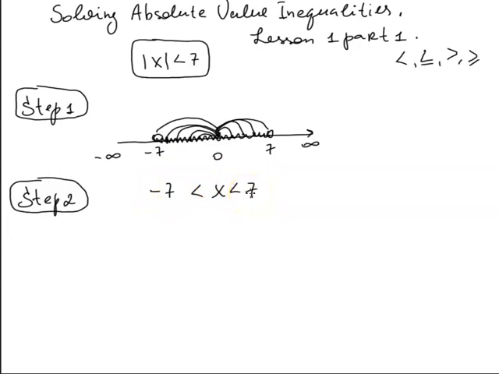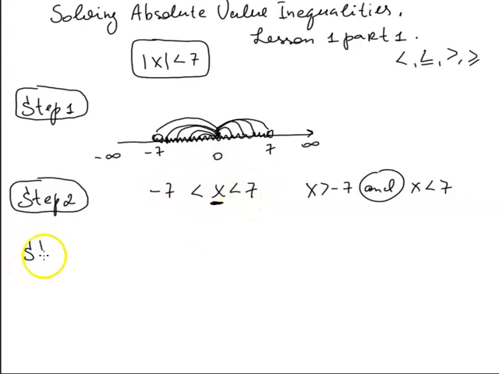Sometimes you will see the statement written differently. It could say x greater than negative 7 and at the same time x less than 7. I prefer to use the statement written like this because it gives me a better idea and understanding. So the numbers I'm looking for, they're sitting between negative 7 and 7.